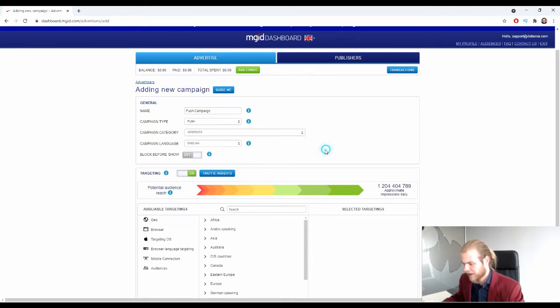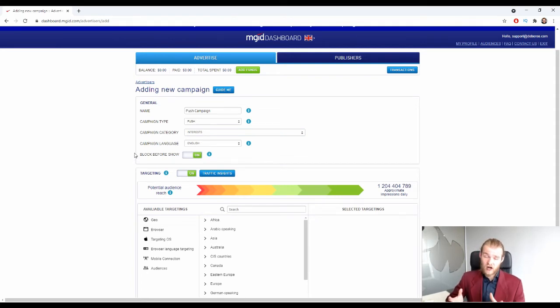Campaign language is going to be English. Block before show, I'm going to turn this off. What this does, this means that MGID is going to review your ads, right? Just like any other exchange, they need to review your ads to make sure it's compliant with their rules. So MGID is going to do that as well. And the block before show option, if you turn that on, that means that as soon as your ad gets approved, it will switch over to a paused campaign, meaning that it will not spend your budget on ad spend.